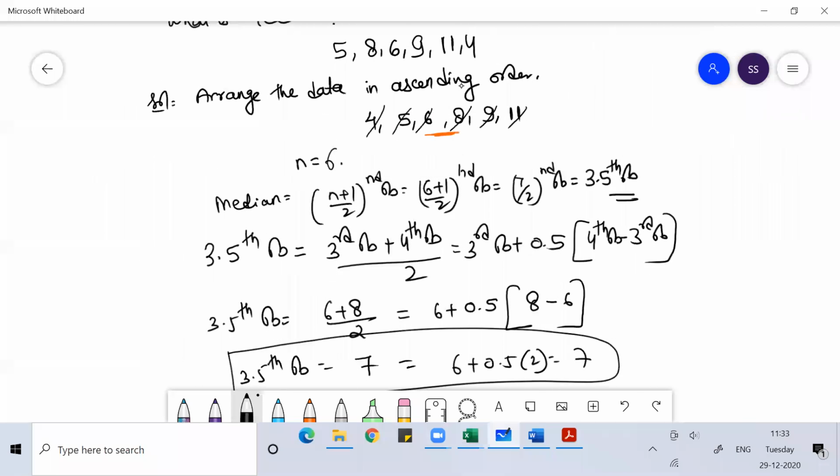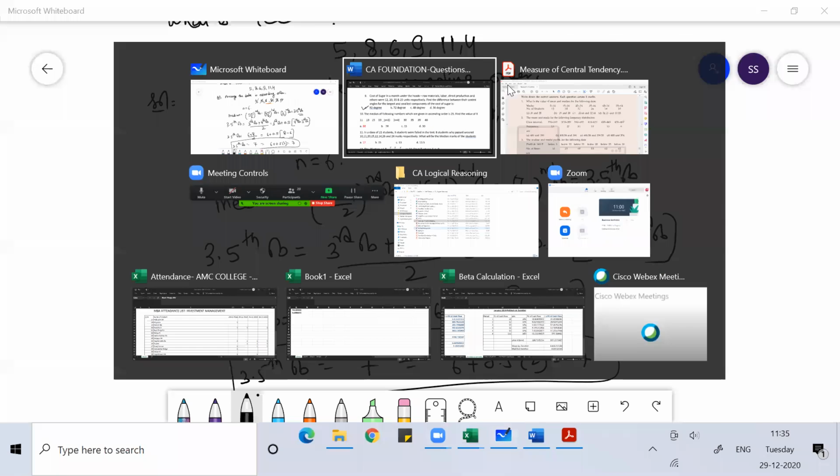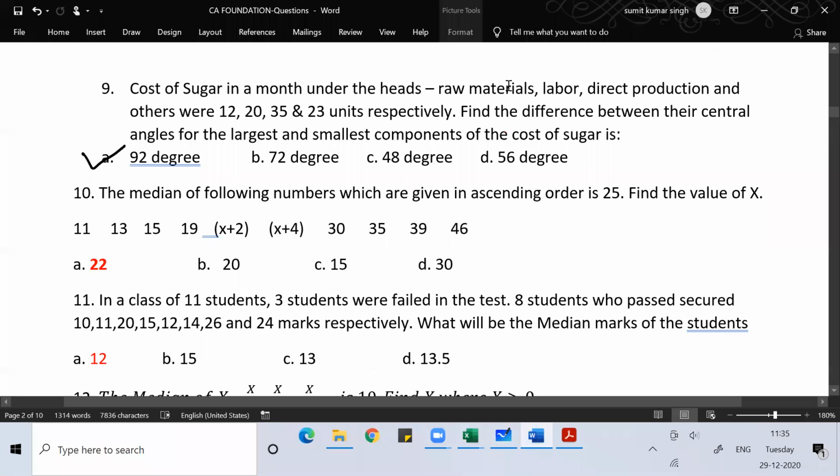Median is all about finding the middlemost value. For that, you have to arrange the data in ascending order. Whenever we talk about median, it is about finding the middlemost value by arranging the data in ascending order. So let's see a couple of problems which came in many competitive exams previously.